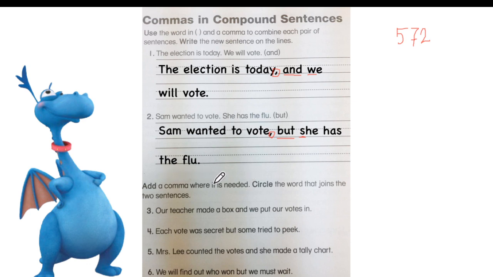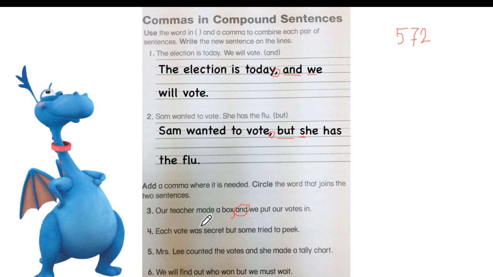Add a comma where it is needed. Circle the word that joins the two sentences. We call that word the conjunction word. Number 3, our teacher made a box and we put our votes in. Where is the joining word, the conjunction word? It's here. And. Let's circle and. Where shall I put the comma? Before it or after it? Before. Add the comma.